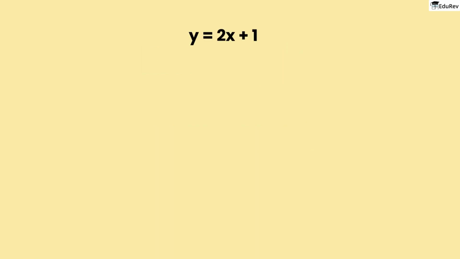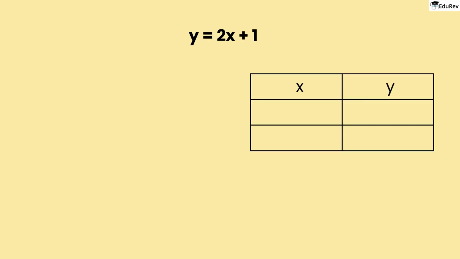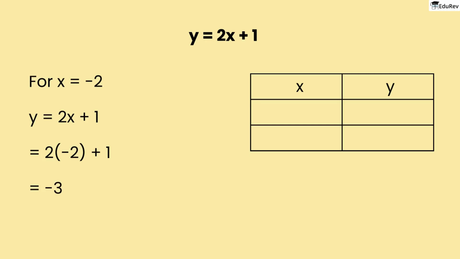For example, consider the linear polynomial y equals 2x plus 1. We can represent this polynomial geometrically by plotting its graph on a Cartesian coordinate system. To do this, we assign values to x and calculate the corresponding values of y. Let's see. For x equals minus 2, we get y equals 2x plus 1, which is equal to 2 into minus 2 plus 1, which is minus 3.